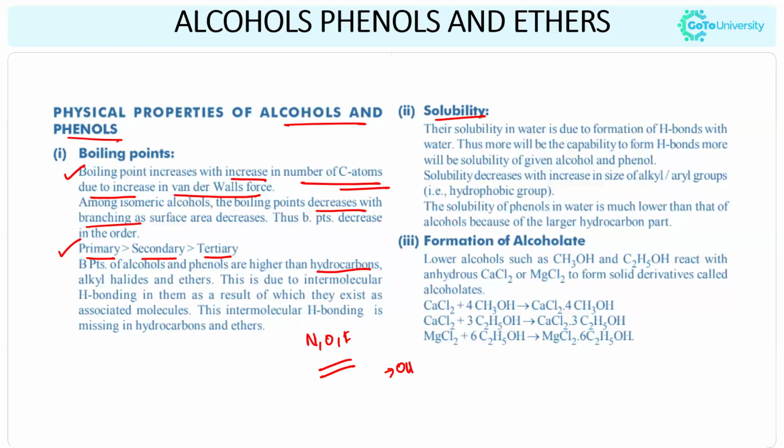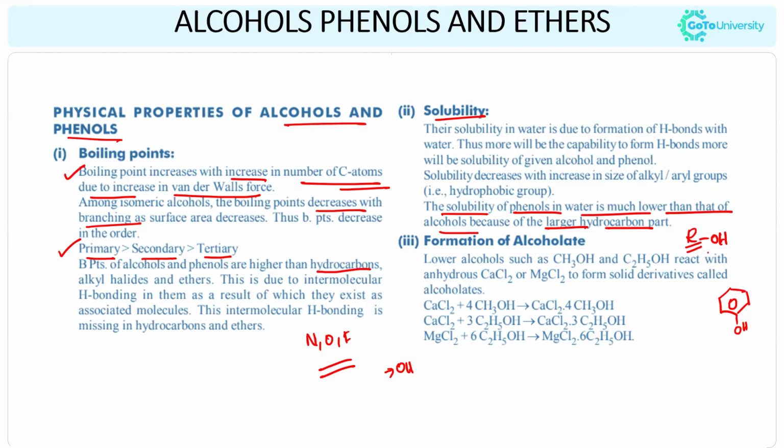Okay, and if you compare the solubility of alcohols and phenols, the solubility of the phenols in water is much lower than that of the alcohols because of the larger hydrocarbon part. Alcohols means ROH, right? Phenol means the hydroxyl group is directly connected to the benzene ring. So in case of the phenols, due to the presence of this large hydrocarbon part, they will be less soluble.